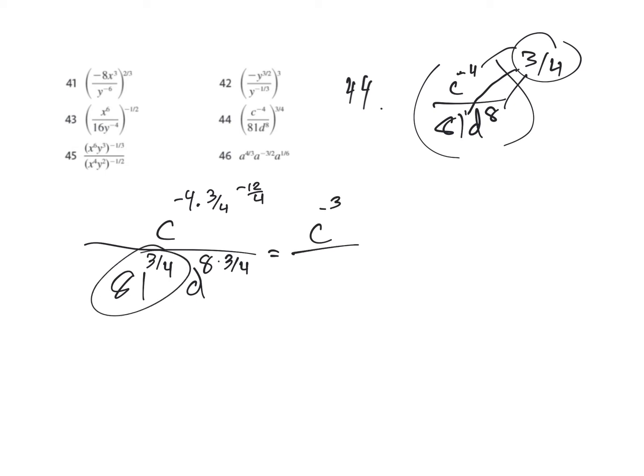Now, let's do the d. 8 times 3 is 24. So 24 over 4 is 6. So this is going to be d to the 6th power.